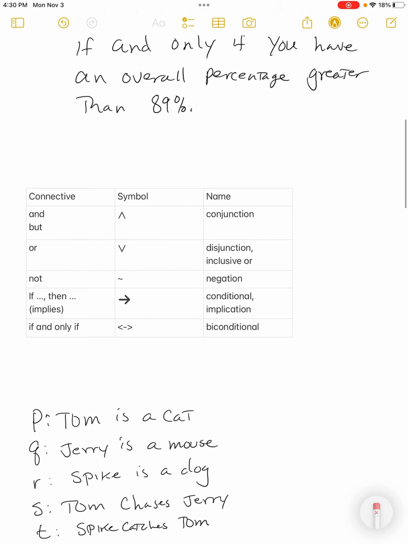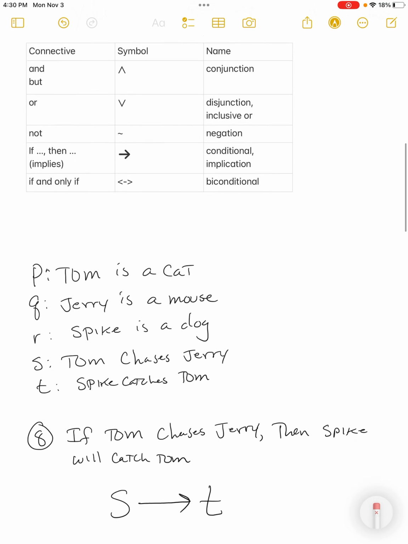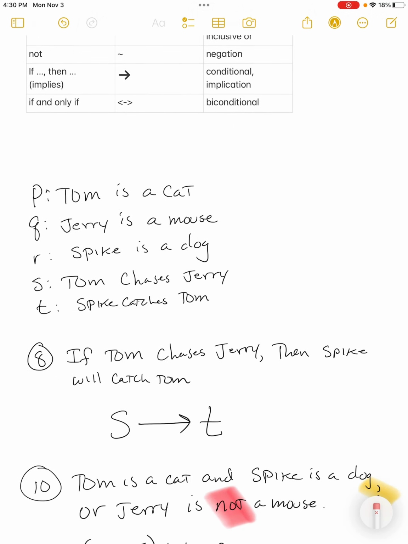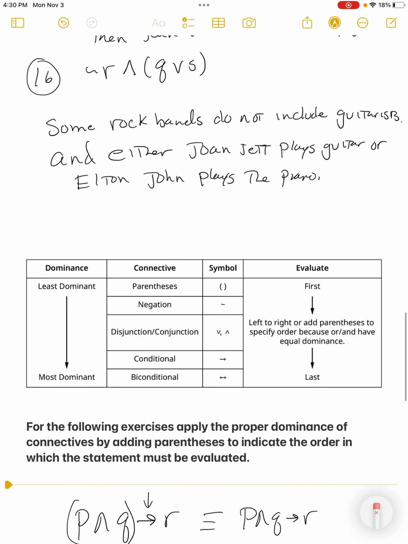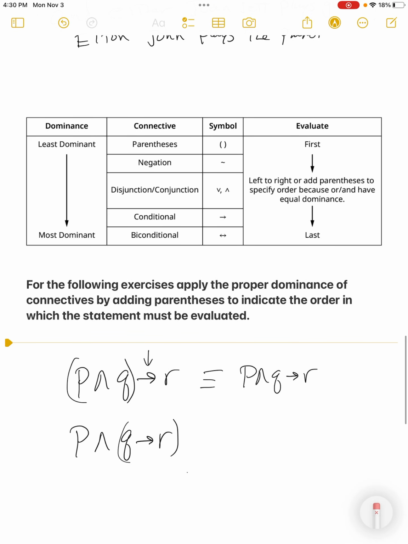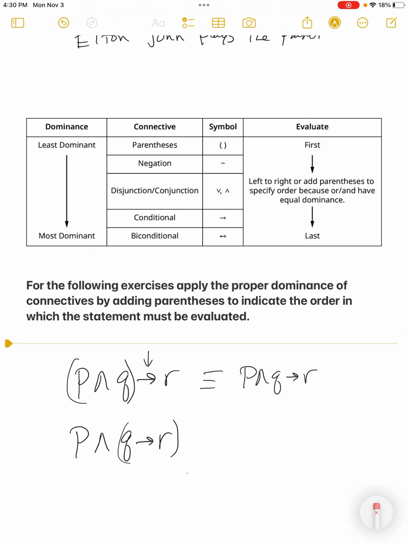So your goal is to go through this section and get to know these symbols right here, by translating words to symbols, symbols to words, and then looking at the dominance of power to finish out that homework assignment. I know it will go well.